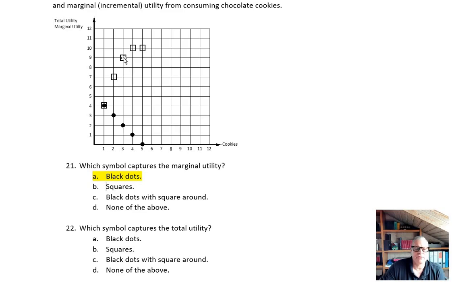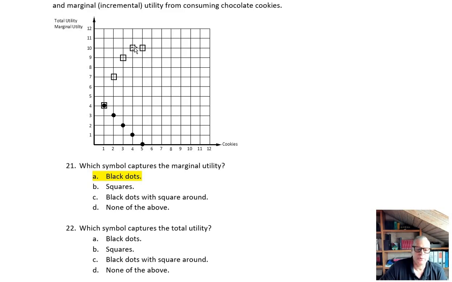And then if you have the third cookie, having a third cookie increases your total utility from 7 to 9, but marginally only by 2. And if you have a fourth cookie, that means your total utility still goes up from 9 to 10, so the marginal utility is 1.